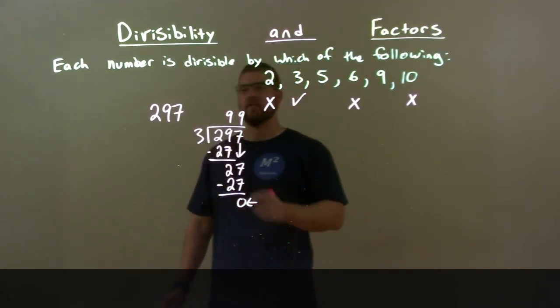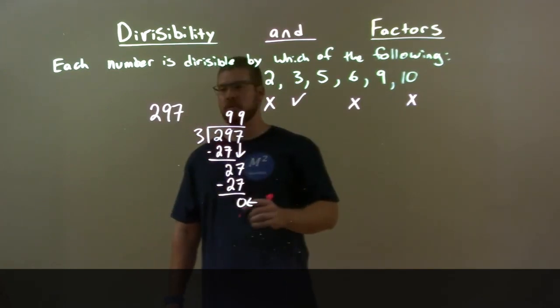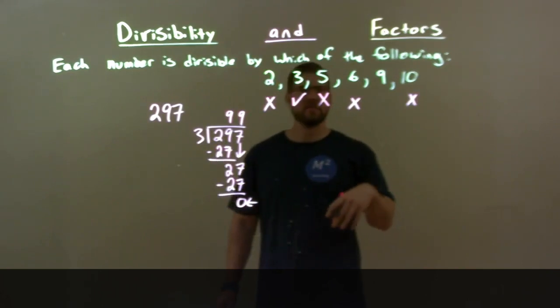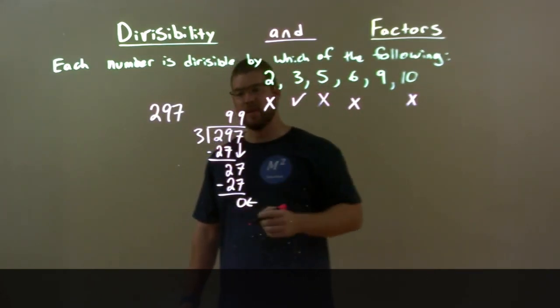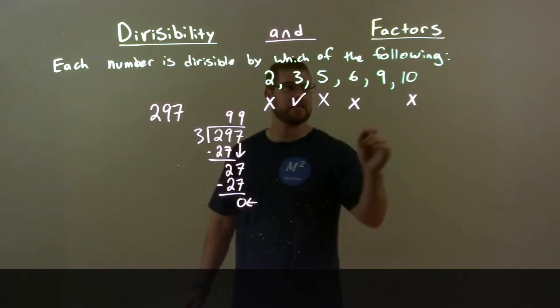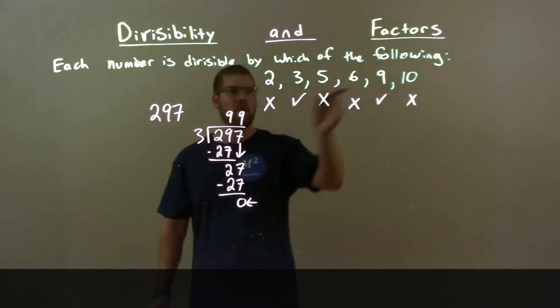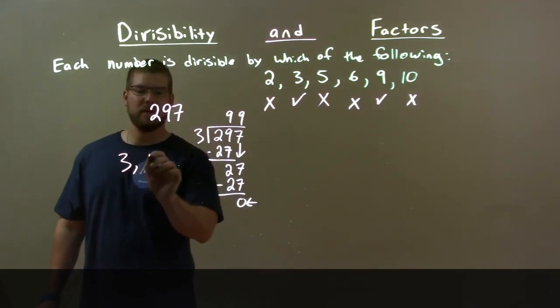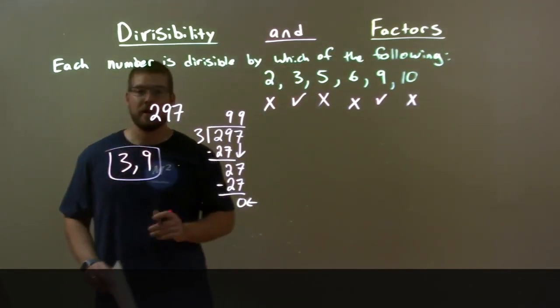Now we check 5. We do not end in a 5 or 0, so 5 is out. All right, we already got it done with 6, right? 9. Well, since 3 goes into 297, 9 must also go into 297. 9 is good. We already determined 10 was out, so our final answer here is just 3 and 9.